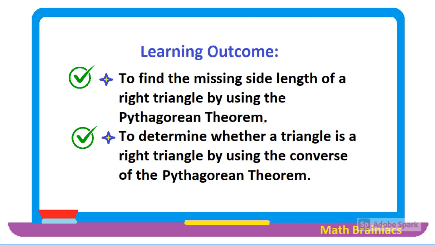On that account, we have met our goal for today's lesson. We have learned how to find the missing side length of a right triangle by using the Pythagorean theorem, and we have learned how to determine whether the triangle is a right triangle by using the converse of the Pythagorean theorem.